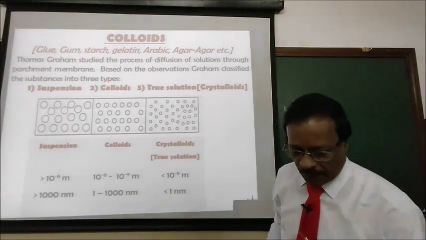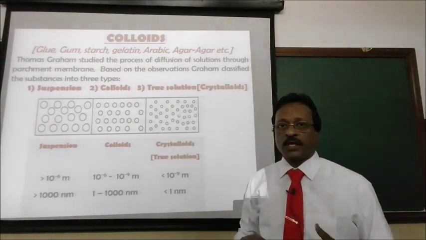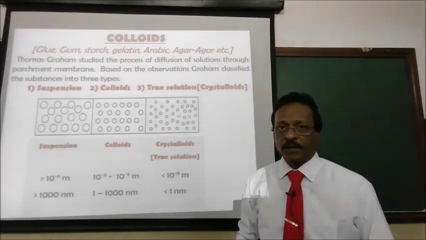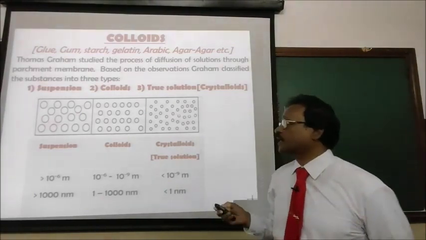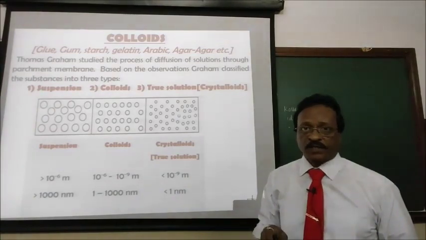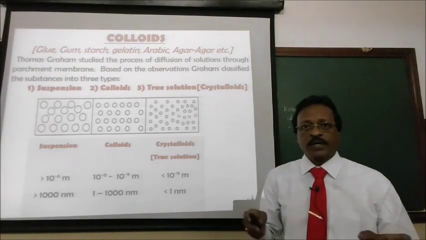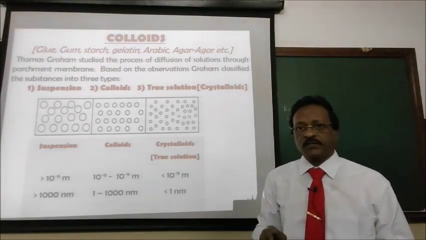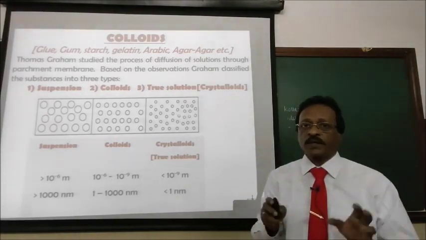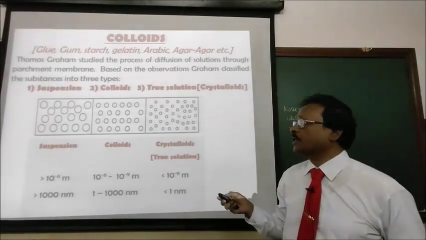Actually, Thomas Graham was conducting experiments on the diffusion of particles through a parchment membrane, or pig's bladder, or leather membrane. He did some experiments one by one. He took a suspension, meaning freshly prepared precipitates, placed it in the parchment membrane, and studied the diffusion property. He found that the particles of these precipitates, which I call a suspension, did not pass through the membrane.